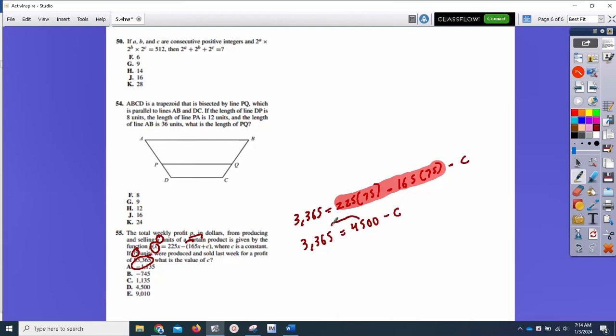Now I'm just going to move the 4,500 over. And I'm going to do 3,365 minus 4,500. And I came up with negative 1,135, and that's negative C. When I divide that negativity out, I get choice C. And there is your ACT for 2024, the first one for 5.4.